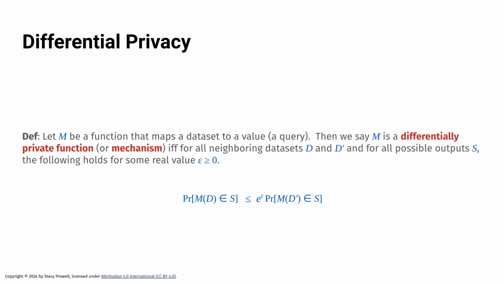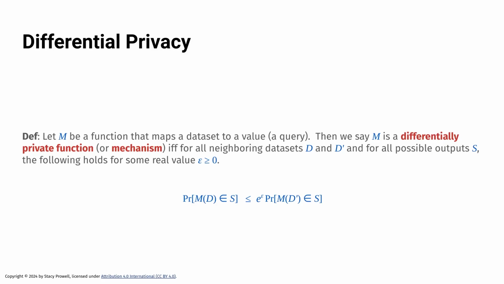Let M be a function that maps a data set to a value. What is that called? It's a query. Select star from people where age equals 25. There's my query, right? So M is just a query. Then we say that this is a differentially private mechanism. Mechanism is the key word here. That's why we're calling it M.